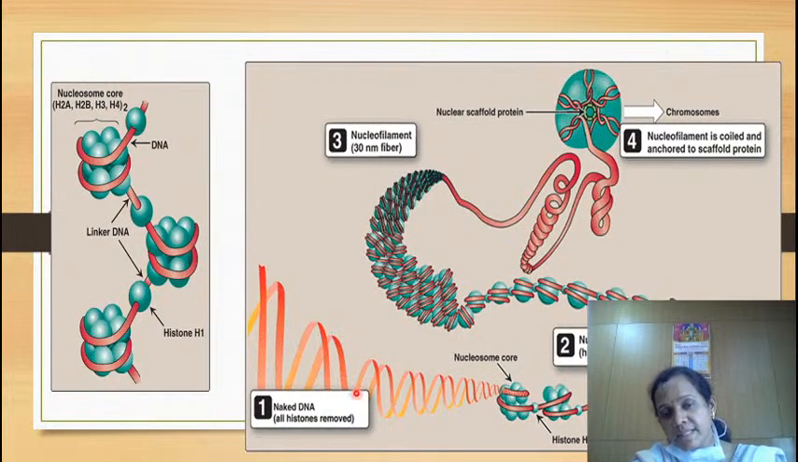Now, this is naked DNA. It is organized around the histones to form nucleosomes. So these are called nucleosomes. Many nucleosomes will combine to form the filaments.